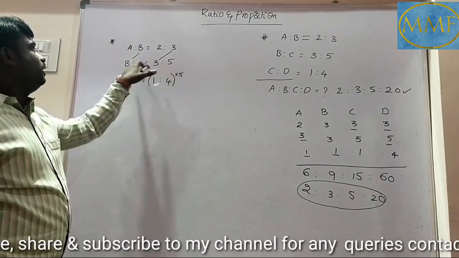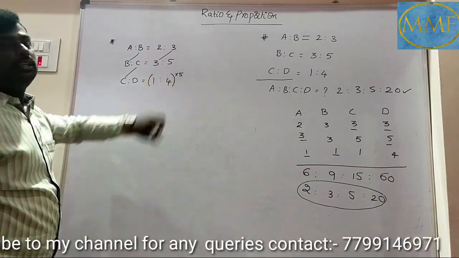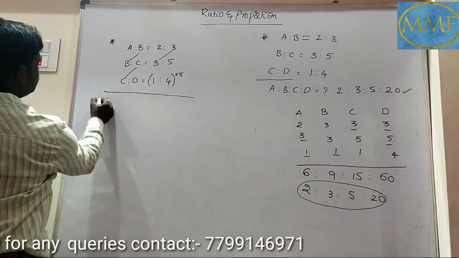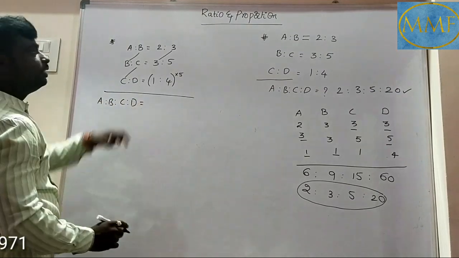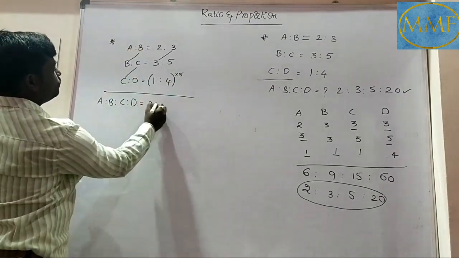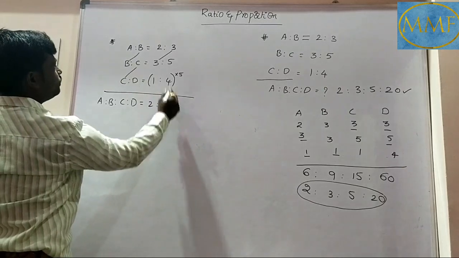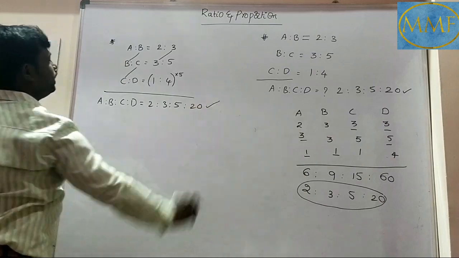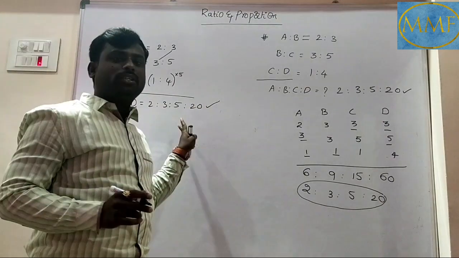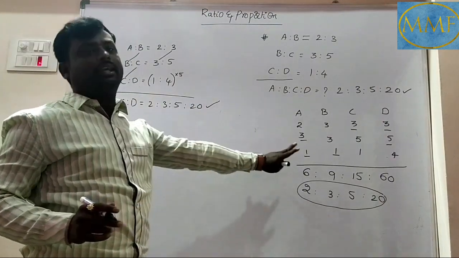Again C is 5. Here B is 3. Here also B is 3. Then we can directly get A:B:C:D as what? Yeah, 2:, B value is 3:, C value is 5:, 5 4s are 20. So like that we can get. So these are the best ways you can find all the ratios.